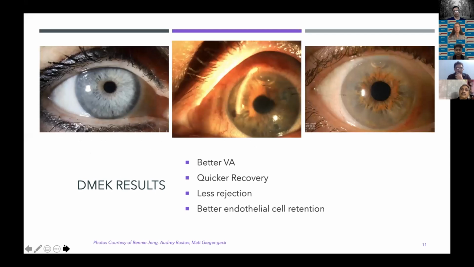DMEK results, of course, in better vision, quicker recovery, less rejection, and better endothelial cell retention. The one thing you want to warn the patient of is that, especially at first, you will have a higher rebubbling rate than with your DSEK. However, I think once you're through your first maybe 20 or so cases, your rebubbling rate gets a lot lower. But that is something for the patient to be aware of.